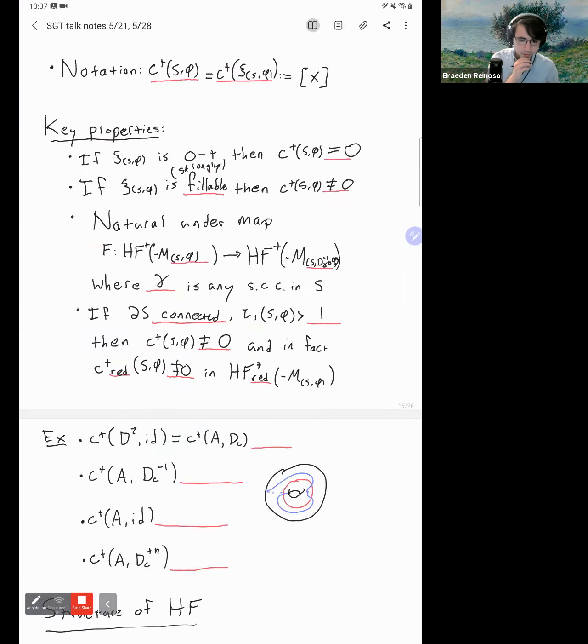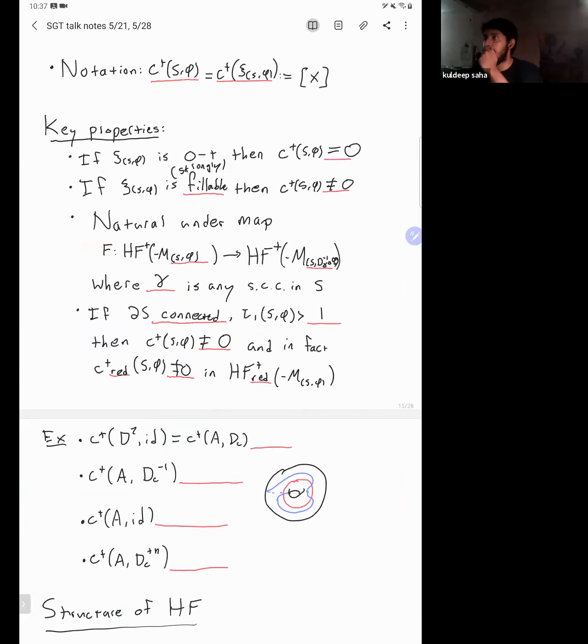All right. So last time, just to remind everybody, or to catch you up if you weren't here, we defined open book decompositions and fractional Dehn twist coefficients, and started talking about Heegaard Floer homology and the contact class in Heegaard Floer homology associated to an open book decomposition. We left off by talking about some key properties of this contact class.